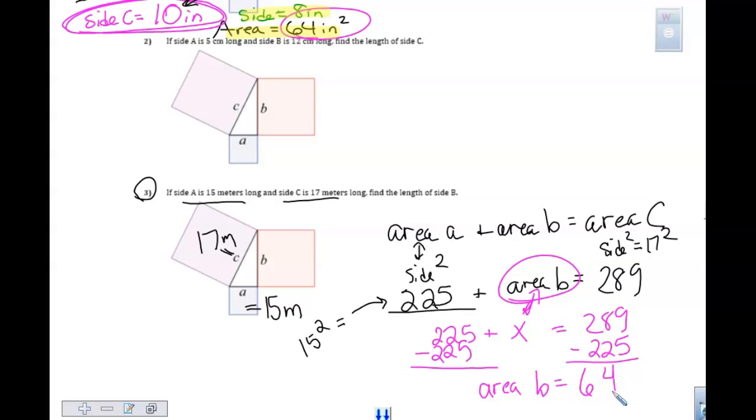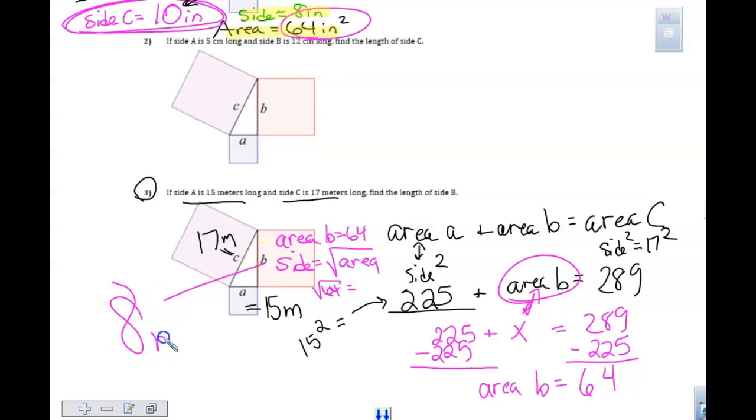Everyone's like, why are you so excited? Because this is what kind of a number? Perfect? Perfect square. And I'm like, I know my perfect squares. If this is the area of B and it equals 64, to find the side, I take the square root of my area, which means the square root of 64, which means B equals 8 meters.